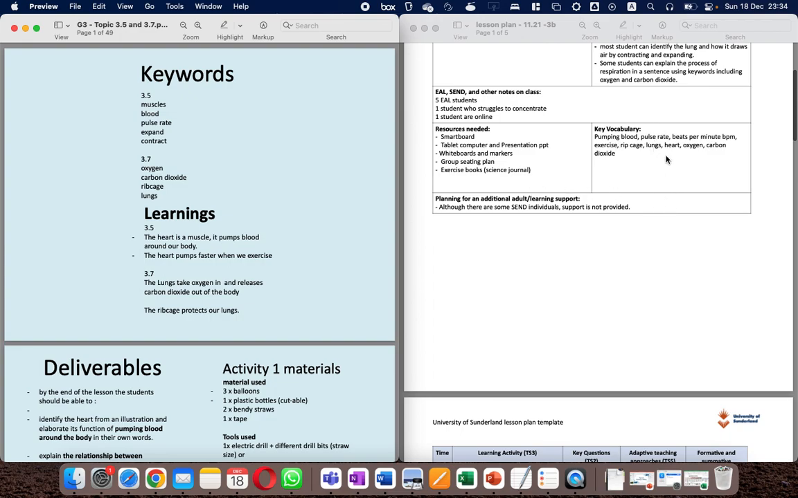Some of the keywords are pumping blood, its job is to pump blood, and the pulse rate. They're going to learn a new measurement, which is beats per minute, and how it changes with exercise.